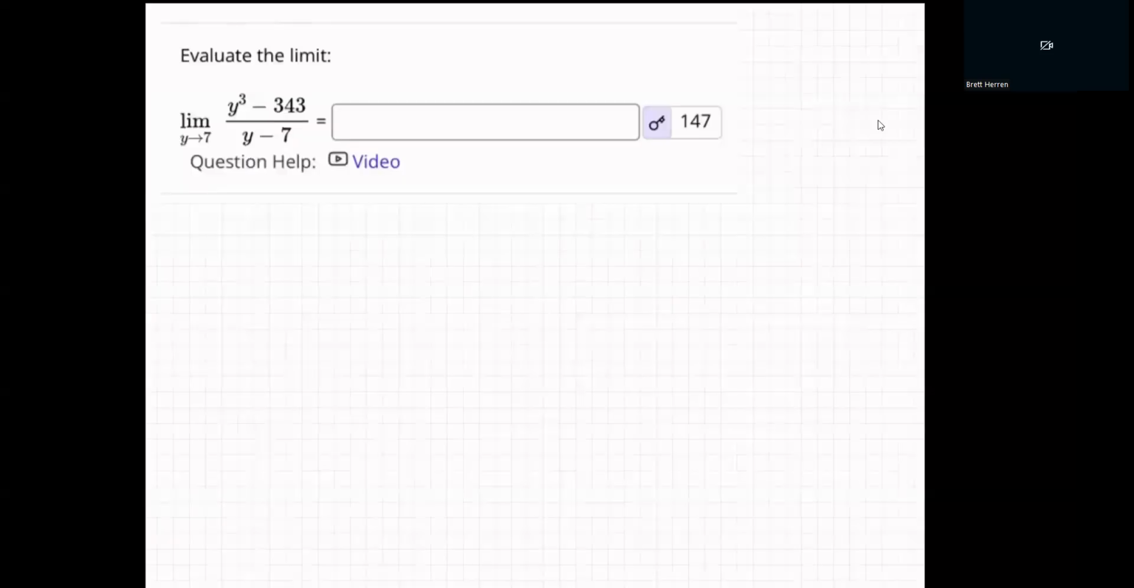Okay, so on this question, we're taking the limit as y goes to 7 of this function right here. And so a good thing to try at first is just try plugging it in. It's not going to work this time, but it's just a good way to start. So if I just plug in a 7 here and plug in a 7 there, you can see that the bottom is going to become 0.